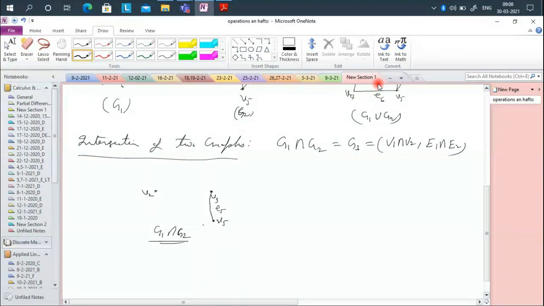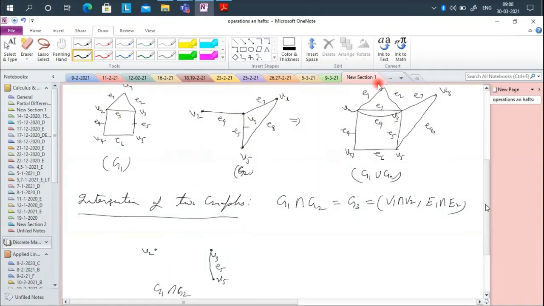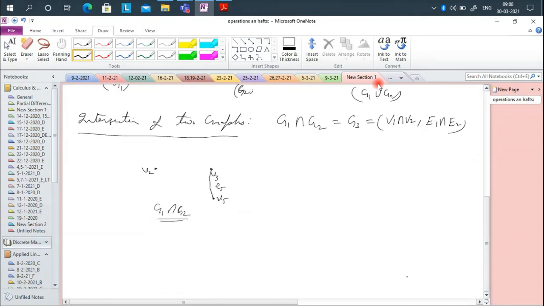Sir, no, where is G1 intersection G2 connected? It is not connected. So that means the intersection of two connected graphs may not be connected. Yes or no? Yes, sir. Because these two graphs are connected graphs. Okay, fine.